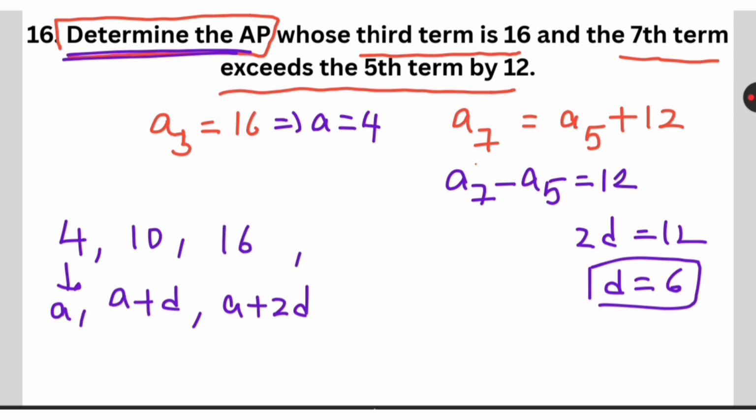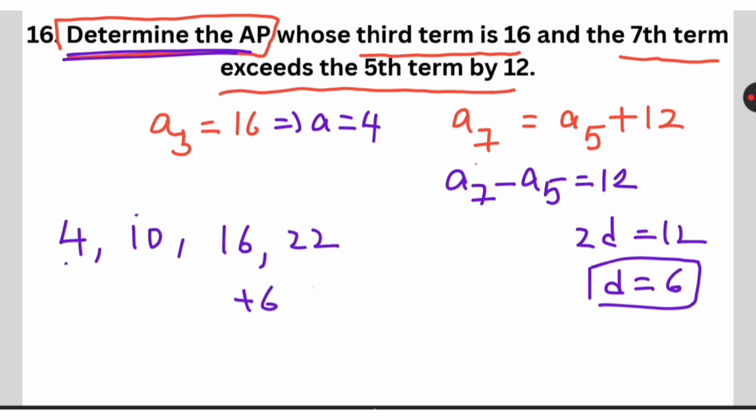Now write the fourth term. That means you keep on adding the common difference. 4 plus 6, 10. 10 plus 6, 16. That means you keep on adding the common difference, isn't it? So just keep on adding. 16 plus 6, which is 22. 22 plus 6, that is 28. So like that, we can write the arithmetic progression.